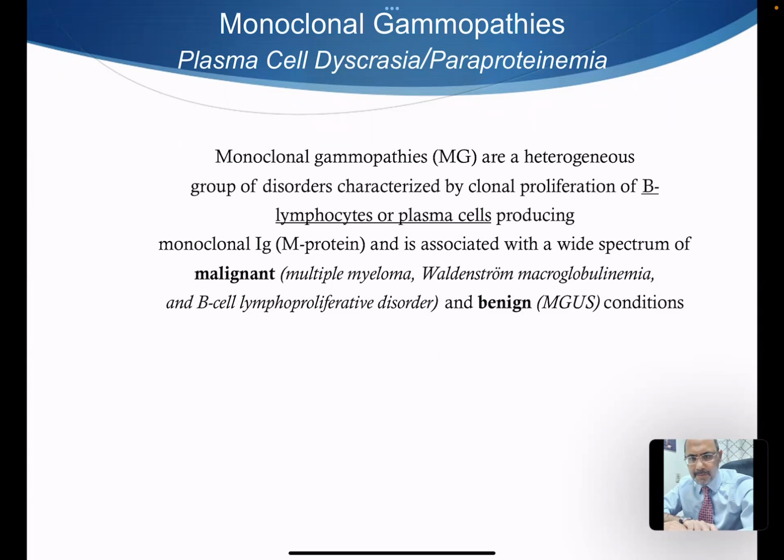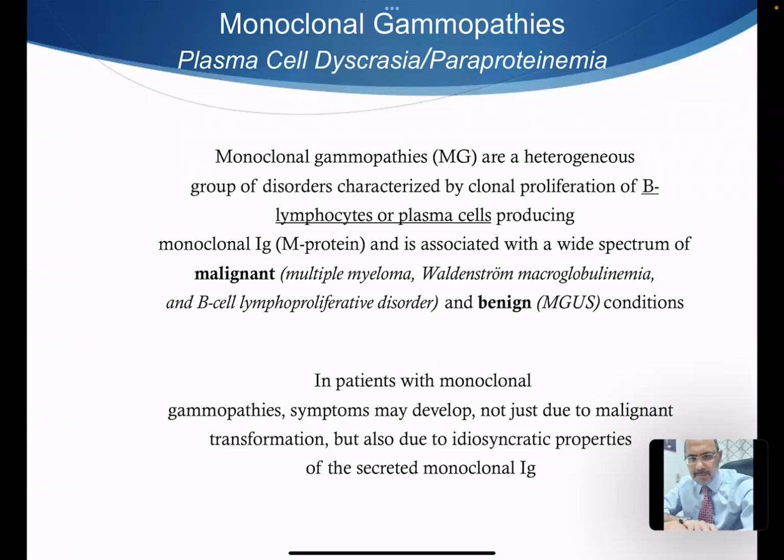And this is another issue. So it's heterogeneous in the type of cell, heterogeneous in the presentation, which could be a malignant presentation like myeloma, Waldenstrom, or B-cell lymphoproliferative disorder, or even it could be a benign condition, or it could be a renal limited condition, as we will see, changing from MGUS to MGRS, which is a monoclonal gammopathy of renal significance.